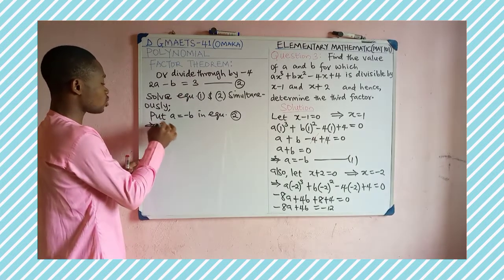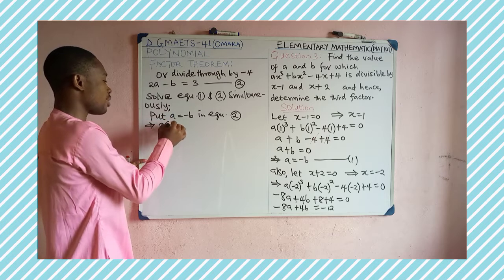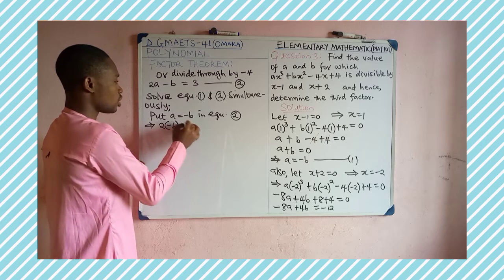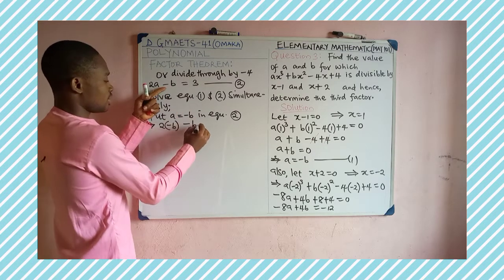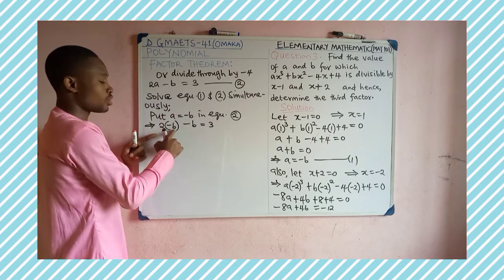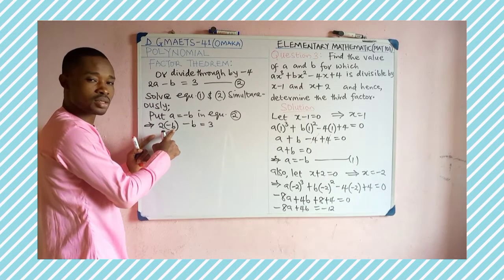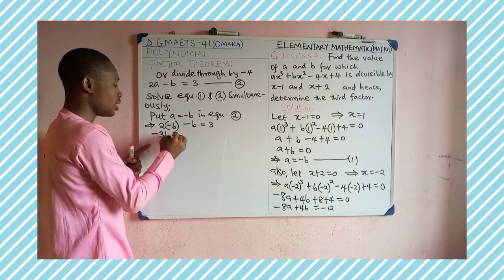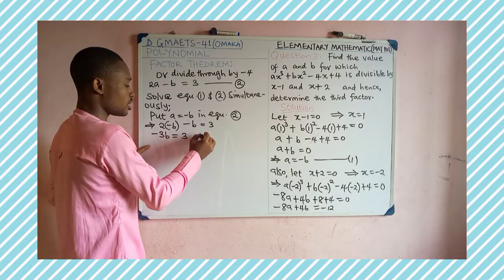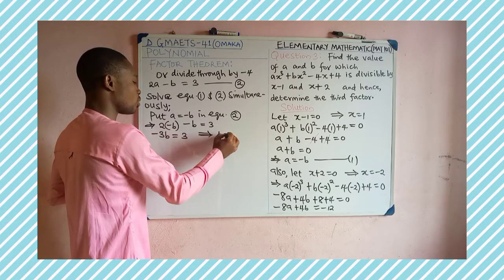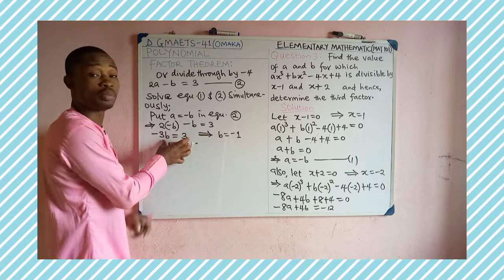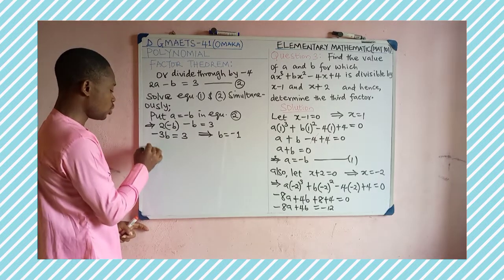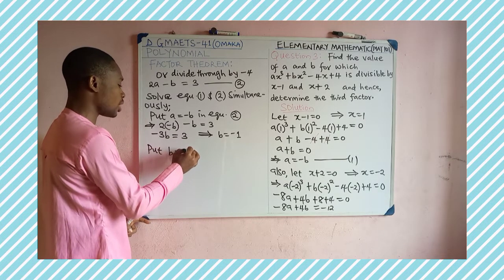So this implies that 2 bracket, in place of A, I'm going to put minus B, because that's what the value of A is from equation 1. Subtract B from it, and everything will be equal to 3. 2 times minus B will give us minus 2B. Minus 2B minus B will give us minus 3B equal to 3. Now take note that the value of B from here will be equal to minus 1 if you divide through by minus 3. We've obtained the value of B.